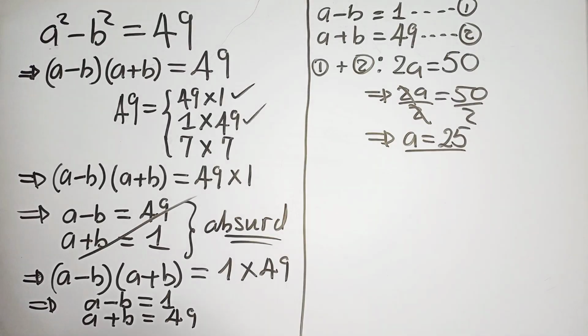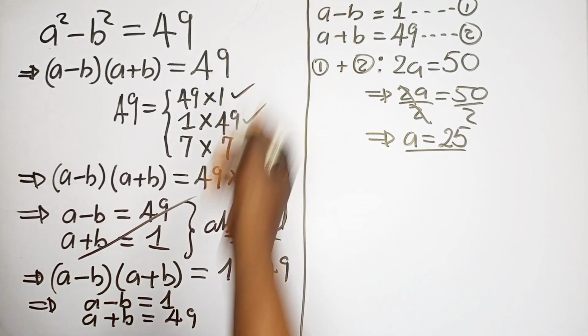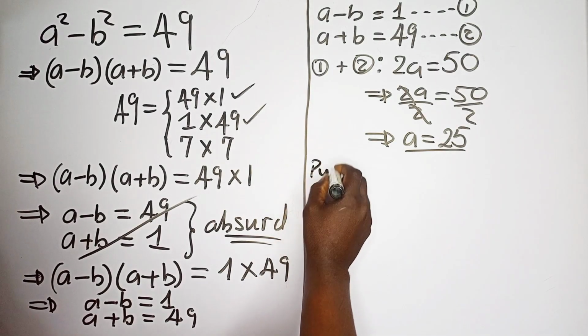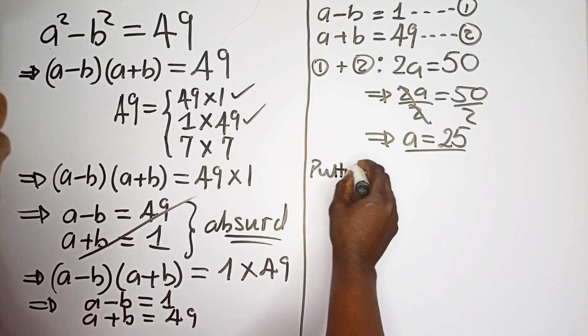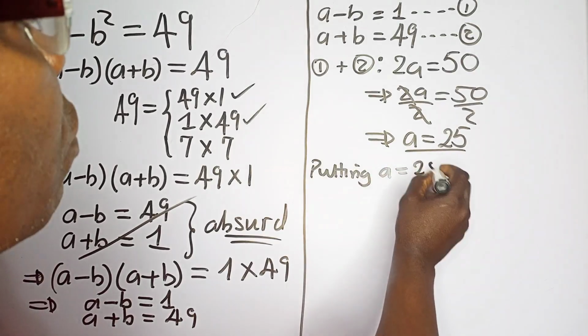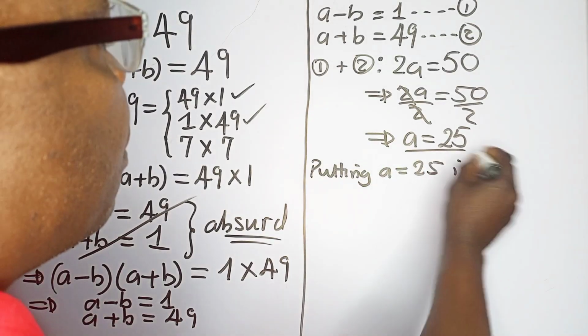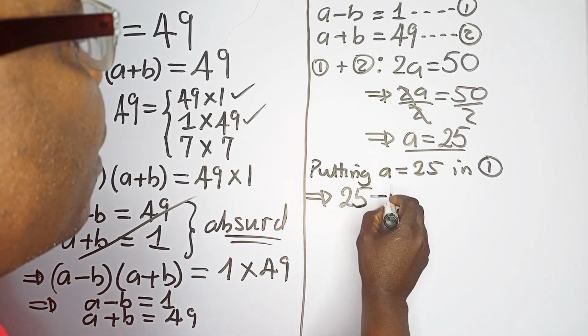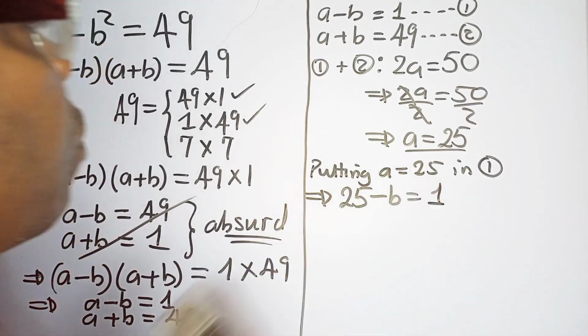Now, taking this value of a, we can substitute in either of the two equations, equation 1 or equation 2, to get the corresponding value of b. So if we take, for example, equation 1, then we are going to obtain 25 minus b is equal to 1.